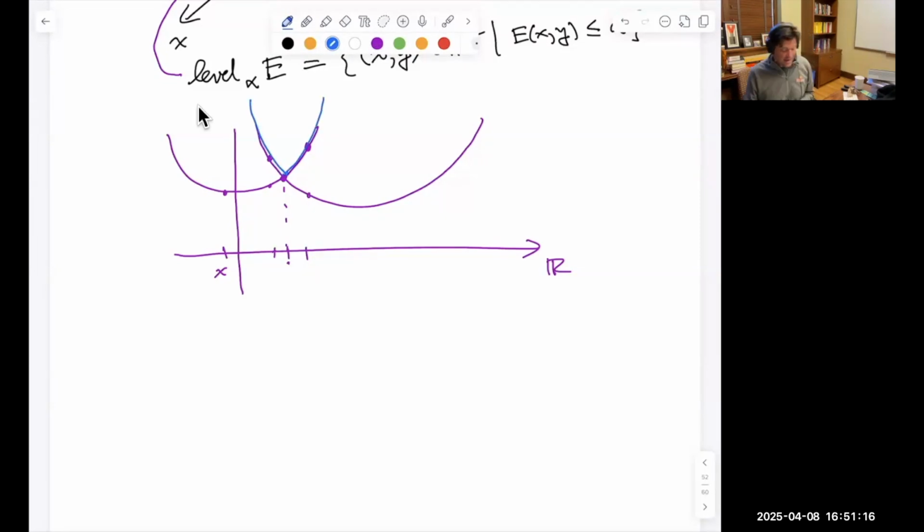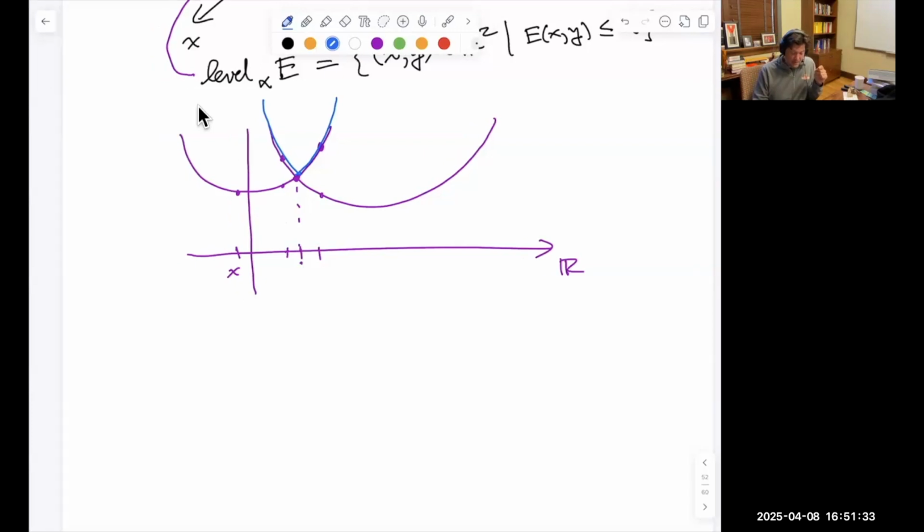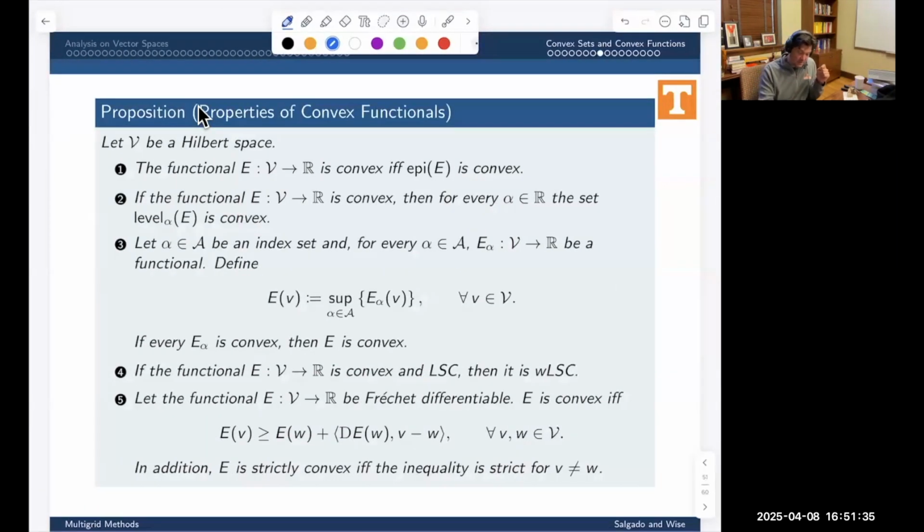Okay. Now, if I have two functions and I take the supremum over those two functions, then the resulting function is going to be convex. If I take the supremum over 3 or 4 or any number, it doesn't really matter. The result is always going to be convex. And so that's what this result is saying. If every E alpha is convex, then the resulting supremum is also going to be convex.